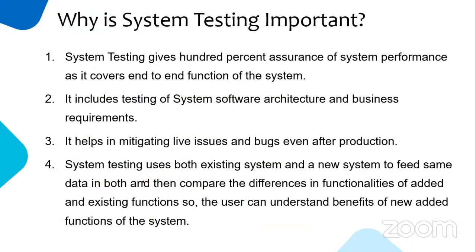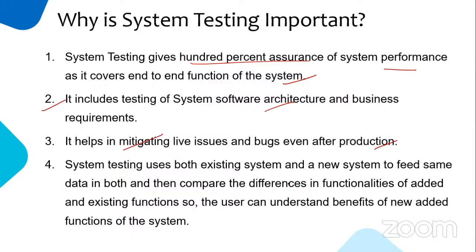So this is why we need system testing, and it gives 100% assurance: yes, the system is perfectly working, all the end-to-end scenarios. It works in the software architecture according to the requirements. It is also helpful for us to find live issues and bugs, even after production.